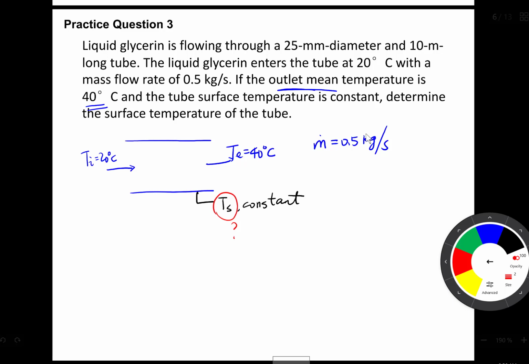This question involves liquid glycerin. It enters at 20 degrees Celsius, so Ti is 20. It leaves at 40 degrees Celsius, so Te is 40. We know the mass flow rate. We want to find Ts.